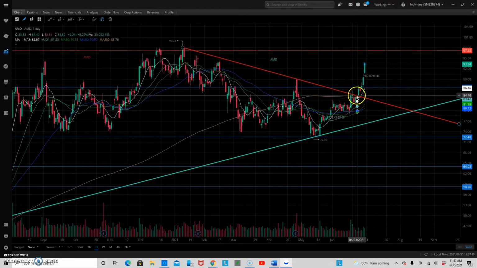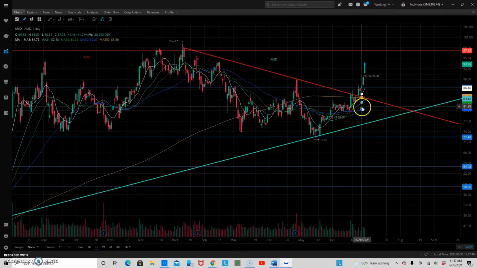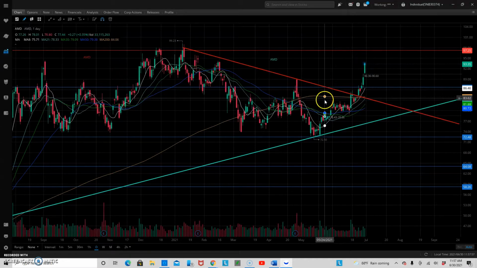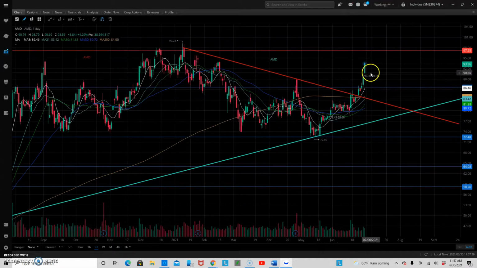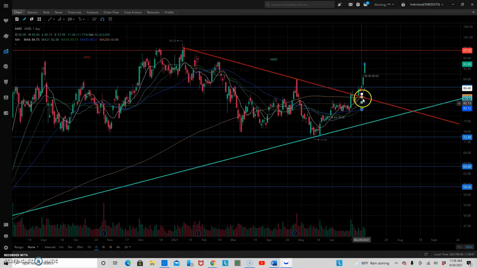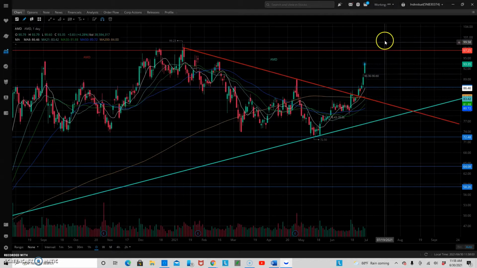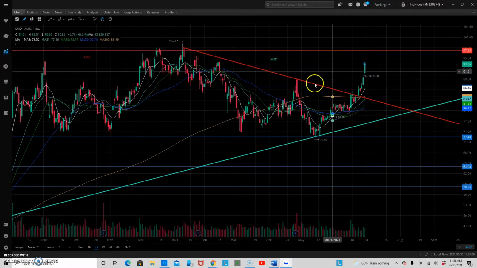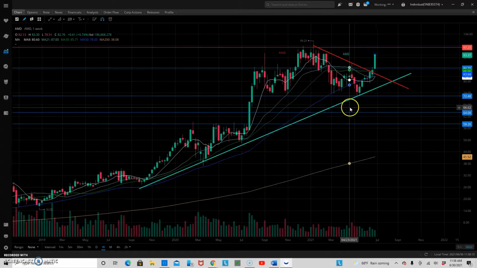Now we are also trading above our 8-day moving average here in the white, our 21-day moving average here in the light blue, and our 30-day moving average here in the green. And you could see those moving averages starting to nicely curl up and act as support as this stock makes its way upwards towards that resistance level here around $97.25.